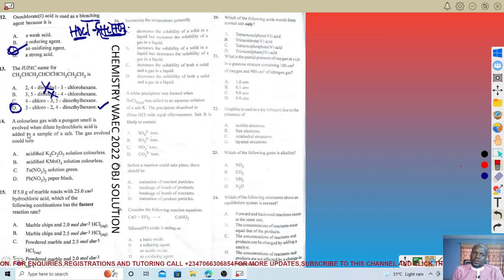The next one is a colorless gas with a pungent smell that is evolved with dilute HCl. It is evolved when dilute HCl is added to a sample of its salt. The gas evolved could turn dash. Let's just write the chemistry of that. Pungent smell can be anything. Dilute HCl, so that means we are adding HCl.